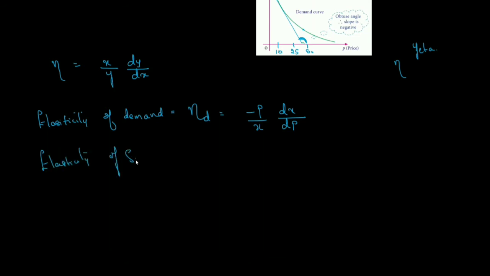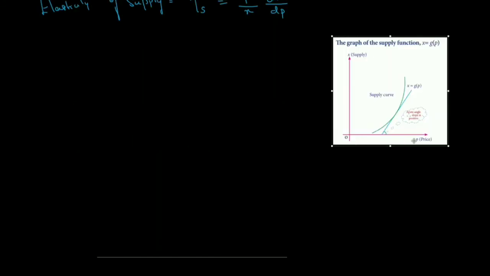For elasticity of supply, the formula is eta s. There is no minus here, just p by x dx by dp. The supply graph slope is always positive. This is the supply graph from the producer's side. Take the onion itself: when the price increases, the supply will be more, because the producer will get more profit. If the price is very less, he won't supply more, because he will not get the profit. If the price is high, he will supply 100 or 1000 kg.